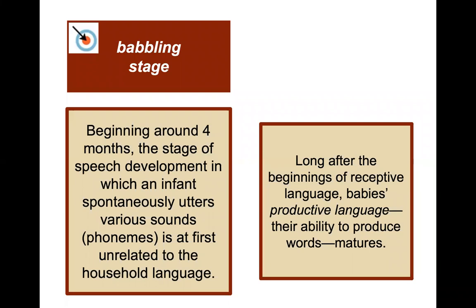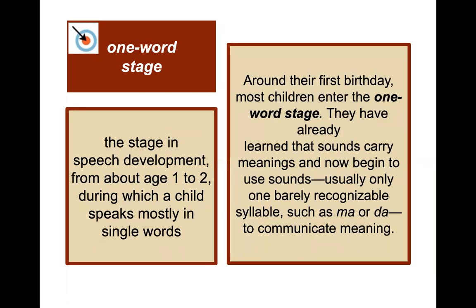Long after the beginning of receptive language, babies' productive language, their ability to produce words, matures. The one-word stage is the stage of speech development from about age 1 to 2, during which a child mostly speaks in single words. Again, there's huge variability across development, but with language especially, there are some kids that pick up things very quickly and others that take a little bit longer. Around their first birthday, most children enter the one-word stage. They have already learned that sounds carry meaning, and now they begin to use those sounds.